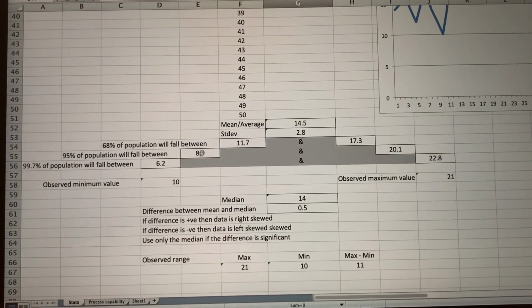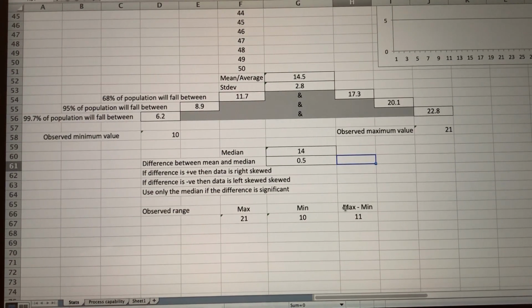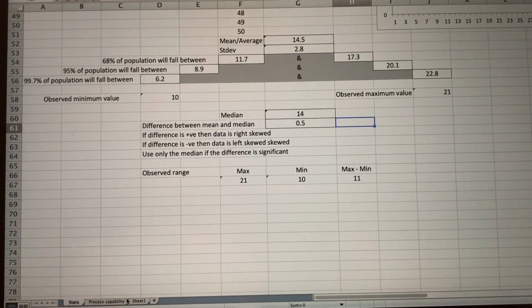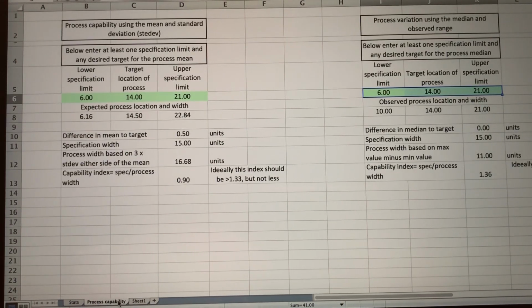So we now know where our process is centered by either looking at the mean or the median, and we know the process width either by the calculation of 3 standard deviations either side of the mean, or we know our observed range. On the next tab, we have process capability, which is the relationship of the process distribution compared to the specification. So there are some green shaded cells here for you to enter your information in here.